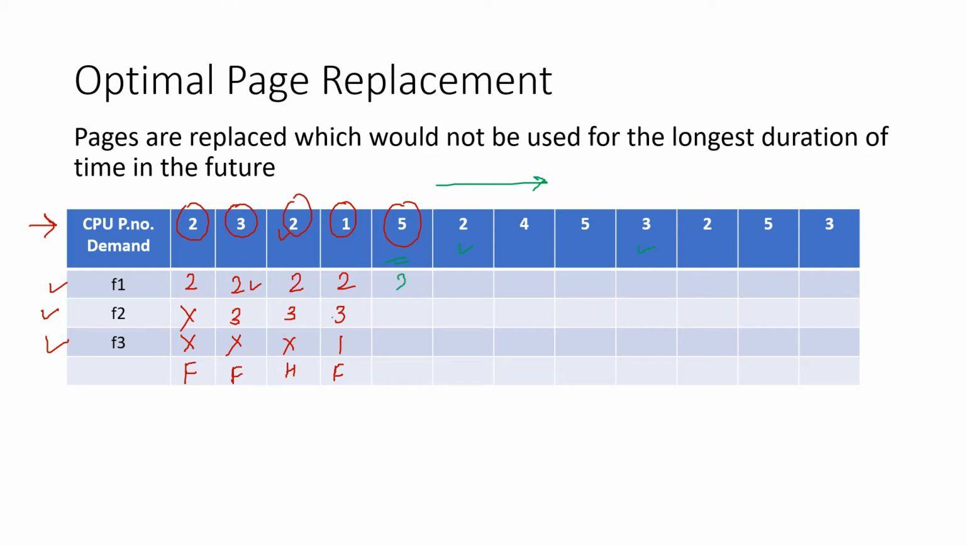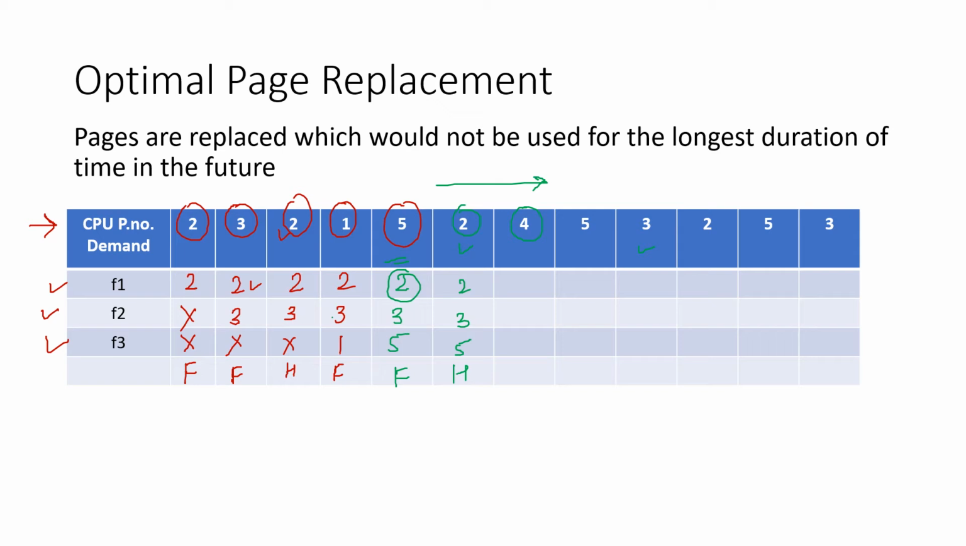So you write here 2 3 and 5. Okay, so again it's a fault. Now this is 2 and 2 is already there, so it's a hit. So you can write 2 3 and 5. Okay, now next is 4.